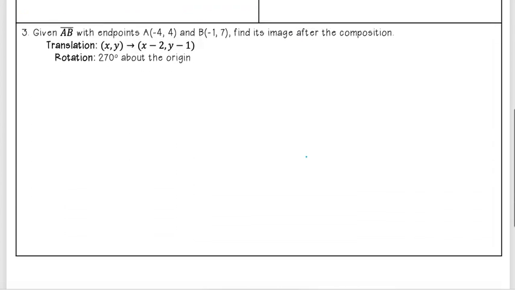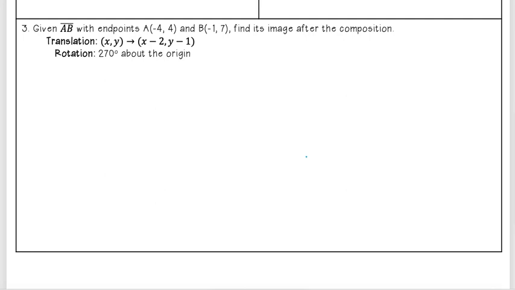Okay, let's look at one last one. So now I am given AB with endpoints as such, and I'm going to find its image after the composition. Here we actually have a translation followed by a rotation. This rotation is 270 degrees about the origin, so that rule is (y, negative x). So I'm going to start with my point A, (negative 4, 4).